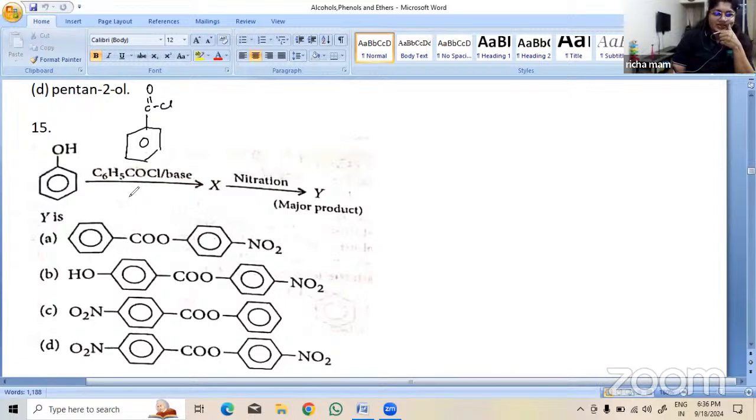First step is benzoylation, in the presence of a base. The base can be NaOH, KOH, any base. It will give you a product X. So phenol first undergoes benzoylation and you get X. That product further undergoes nitration. How does nitration take place, students? Nitration takes place in the presence of concentrated HNO3 plus concentrated H2SO4.